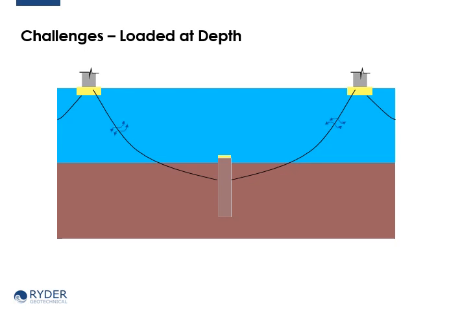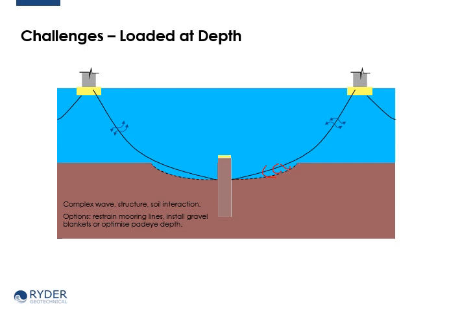However, there is risk of the oscillations of the mooring lines causing propagation of scour around the mooring lines until the trenches develop all the way to the pile. This is obviously an extreme case and involves complex wave structure and soil interaction. But if this can be properly understood, appropriate mitigation measures can be implemented, such as restraining the mooring lines, installing gravel blankets at a smaller extent, or perhaps optimising the pad-eye depth.